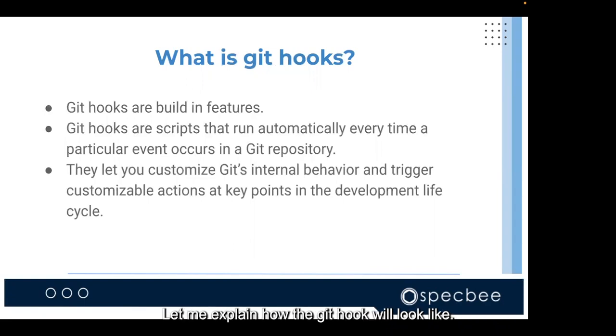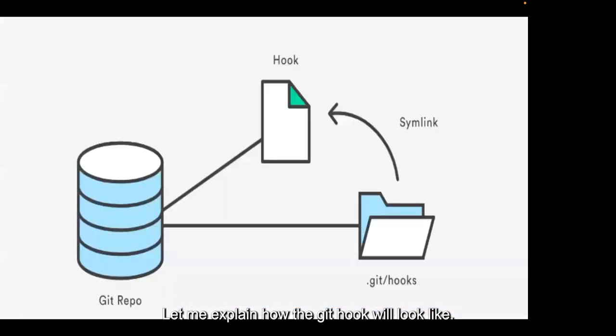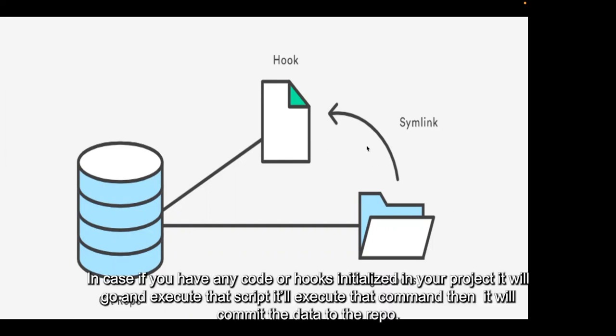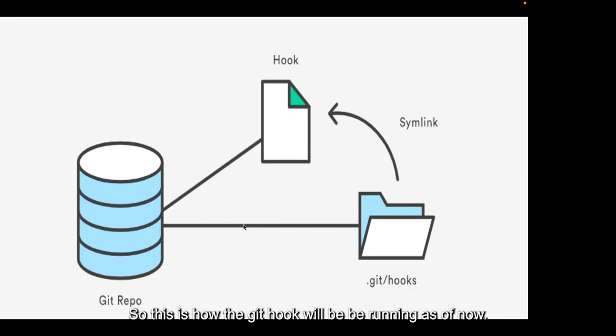Let me explain how a Git hook will look. We have a Git repo here, and then we have Git hooks here. Whenever you commit the code, it will check for a Git hook: is there any code or Git hook initialized in your project? If any code is initialized in your project, it will execute that script or command, and then it will commit the data to the repo. So this is how Git hooks run. I think this image helps us understand the Git hook functions better.